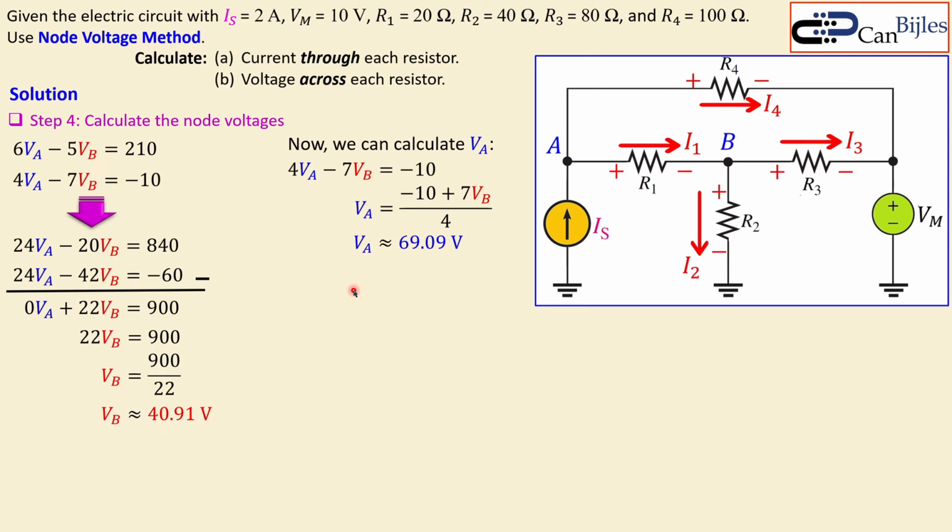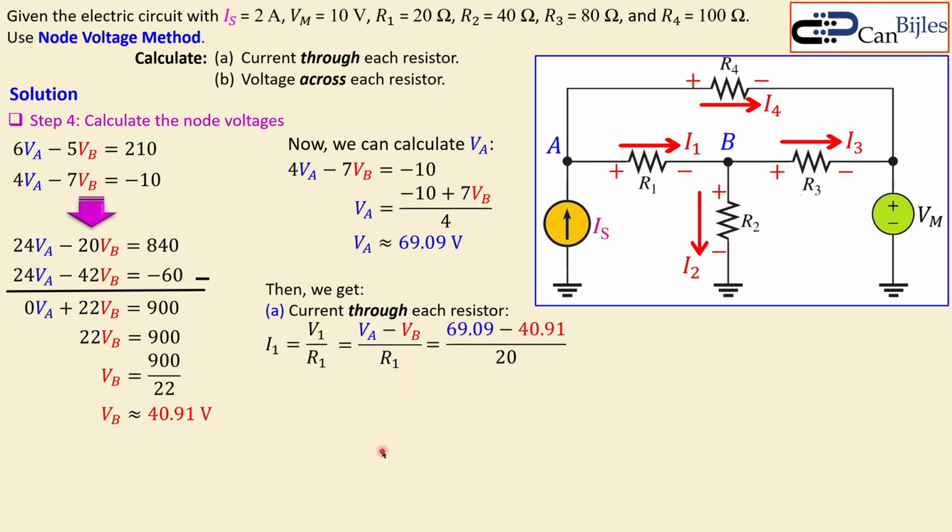Now we have VA and VB, and we can move on to calculate the currents and also the voltages for this circuit. Let's do the currents first. We know VA and VB, so I1 is V1 over R1, and V1 is the voltage VA minus VB. We know both of them, and we also know the resistance, so let's substitute the values and you will get 1.41 amps. Now for I2 you will get V2 over R2. V2 is just VB, and VB we know is 40.91, over 40, and you will get 1.02 amps.